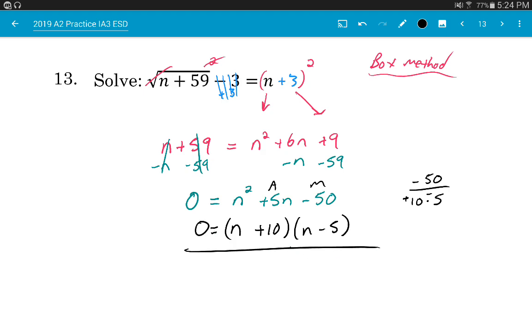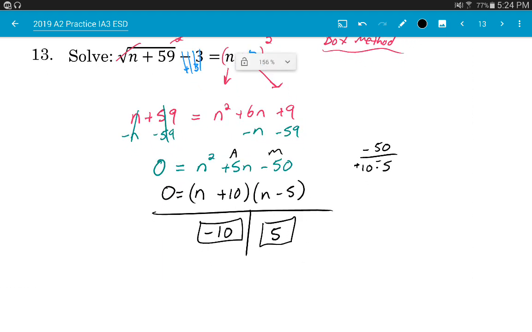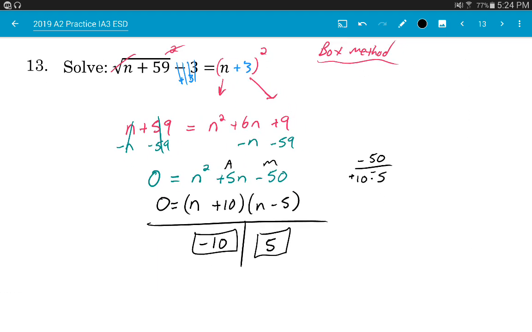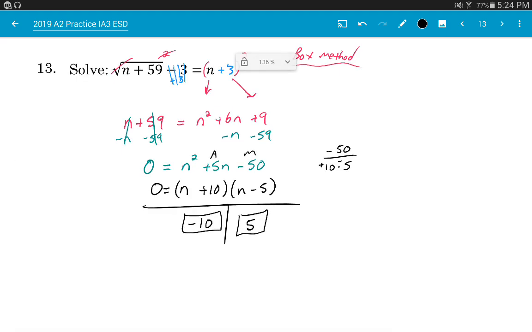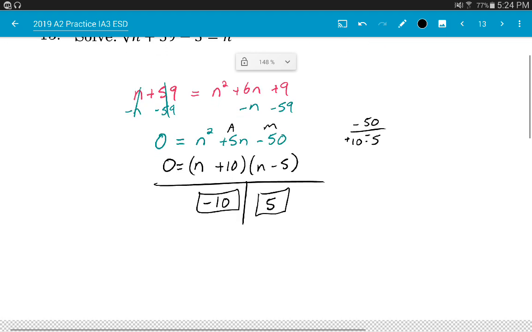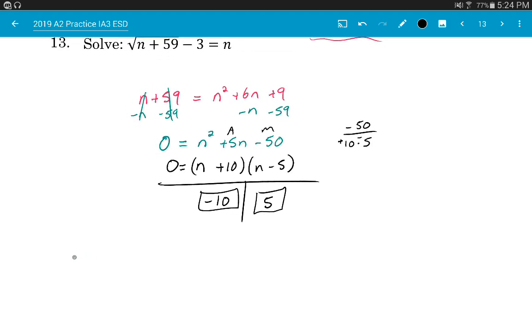I'm going to set out my t-chart. My answers are negative 10 and positive 5. But here's what I got to make sure I do. I've got to make sure that I check them back in the original equation. So I'm going to rewrite the original equation the way it was before I wrote all over it, okay? The equation was n plus 59 underneath the square root minus 3 equals n.